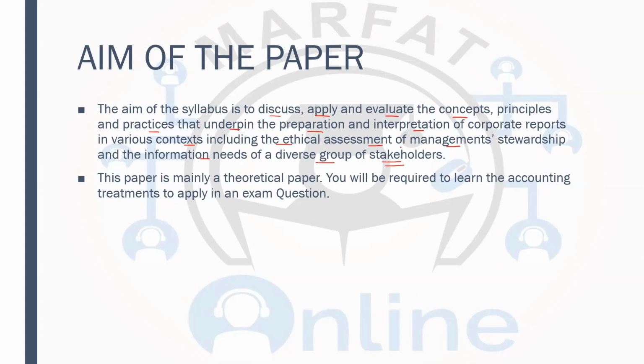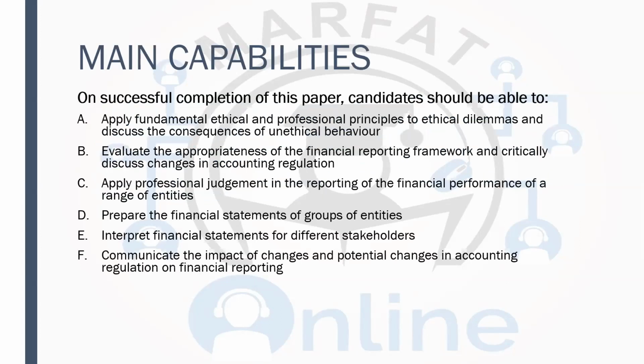So basically, the areas involved within your exam are, simply, you have the ethical and professional principles, and then you have the financial reporting framework, which includes the standards, and then we have applying professional judgment in the financial reporting performance of the range of entities. Then we have the consolidation. Then we have the interpretation for the stakeholders. For example, sometimes in the application of the standard, if some standard is changing, what the change in standard will affect the figures for the stakeholders, and how they're going to interpret it.